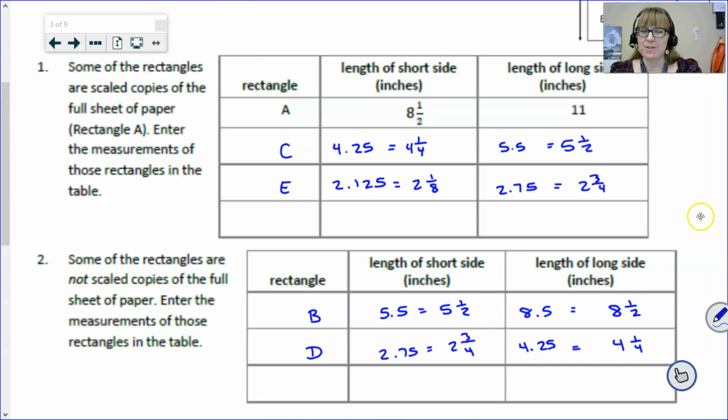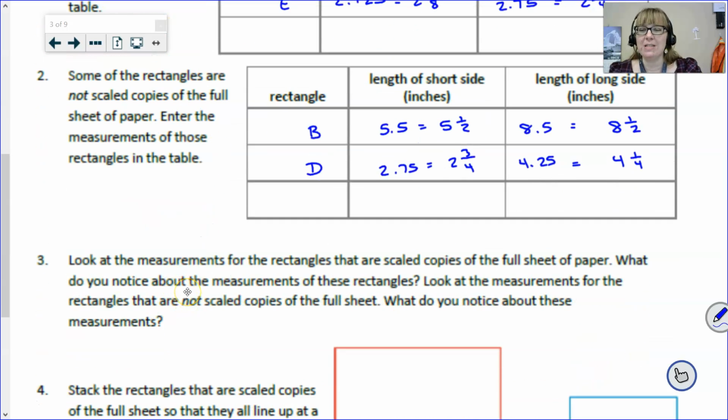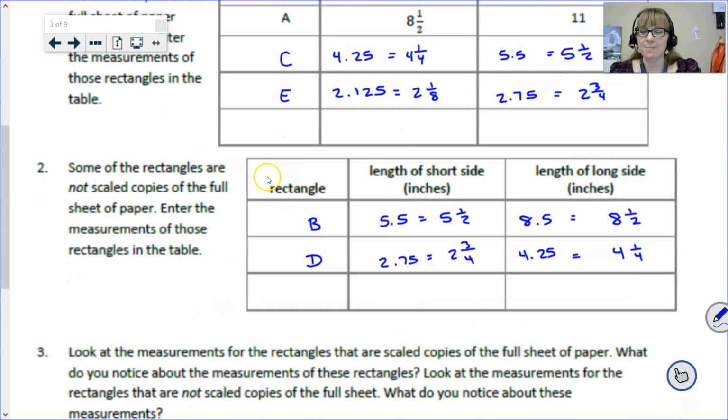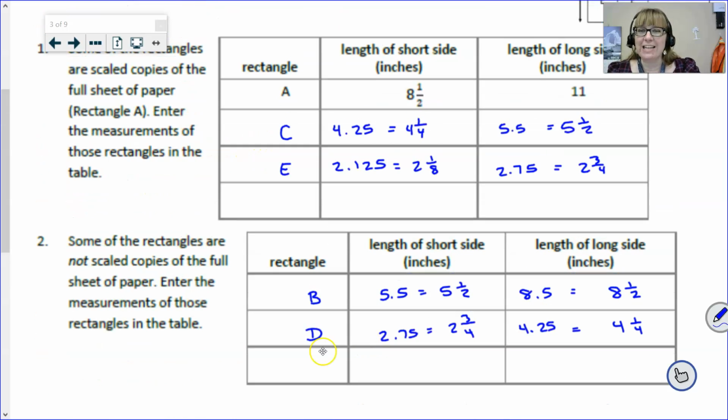Check to make sure that your tables match mine. Make sure that we're always comparing the short side on the left and the long side on the right. Now, look at the measurements of the rectangles that are scaled copies of A. We want to look for any sort of relationships we see among those numbers. So I'll give you a hint.